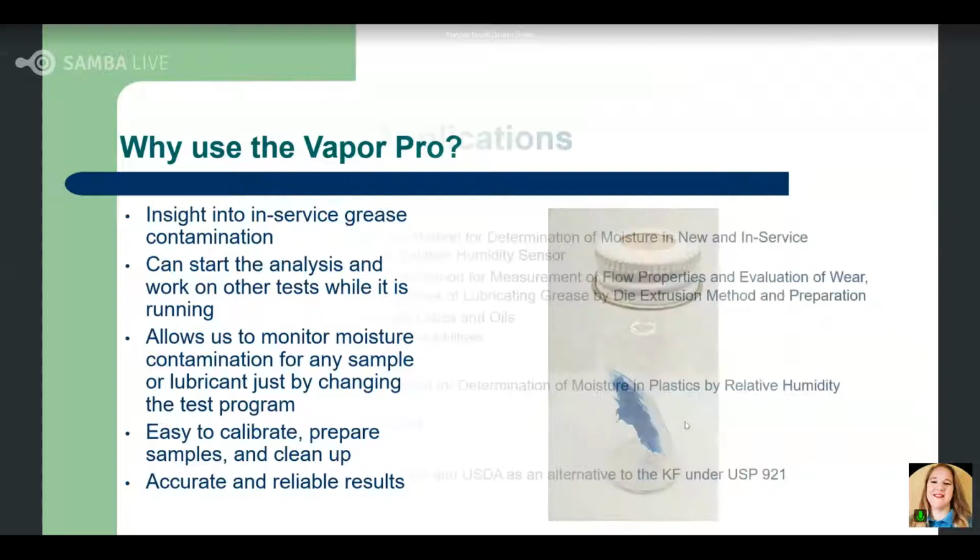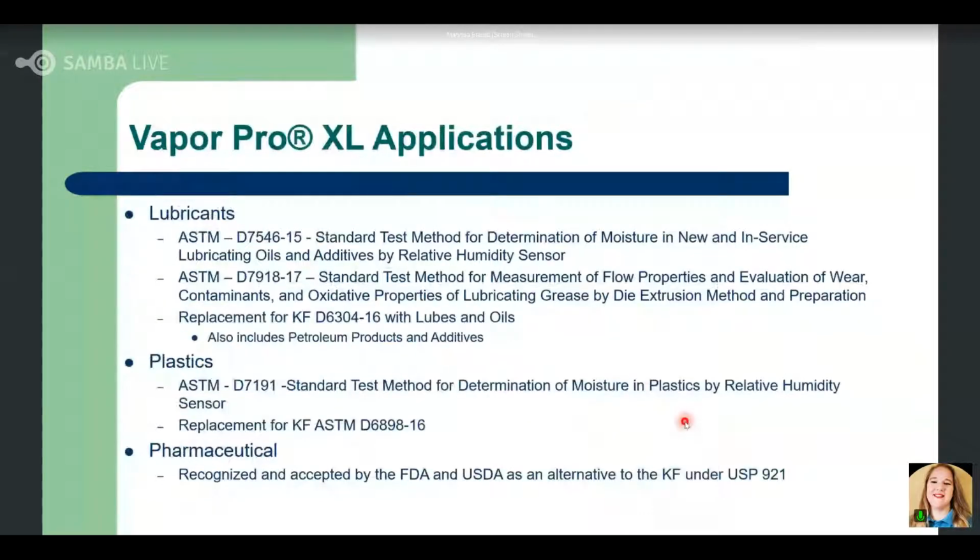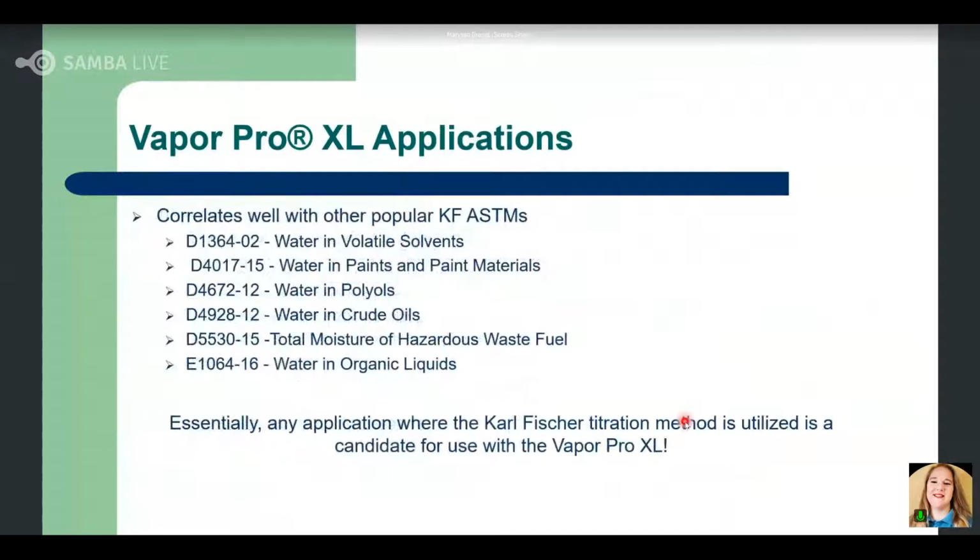So Vapor Pro has many other applications besides just lubricants. It can also be used in plastic and pharmaceuticals, and there are many ASTM standards listed for those as well. And there's also different Karl Fischer ASTMs. And anywhere where a Karl Fischer ASTM is being used, you can substitute or do a modified version using the Vapor Pro. So it's very versatile in terms of changing between Karl Fischer and Vapor Pro.